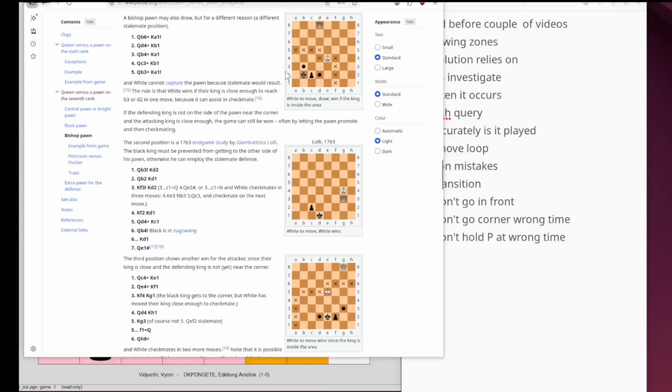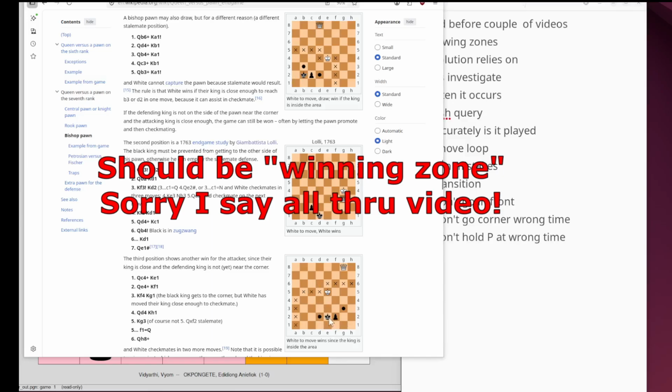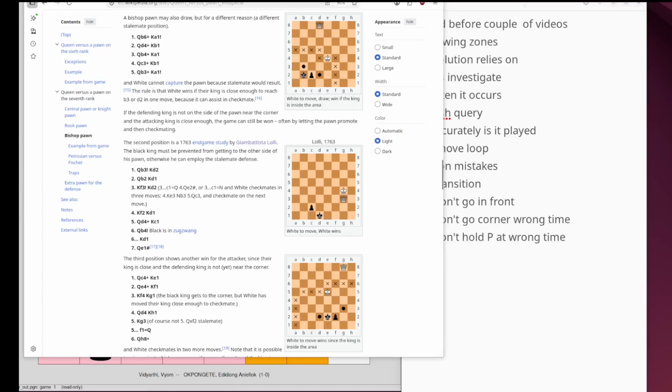This is just a reminder of the drawing zones. If you're on the corner side, you're better off. If you're not on the corner side, the drawing zone is bigger, because you basically have to spend a tempo or two running across into the corner and you block your pawn for one move.